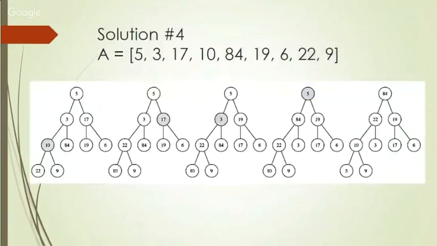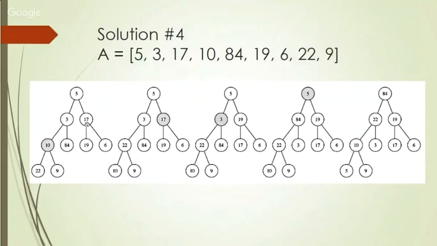So let's see how this looks. Let me plug in our array: 5, 3. You can count the number of items in the array: 2, 3, 4, 5, 6, 7, 8, 9.